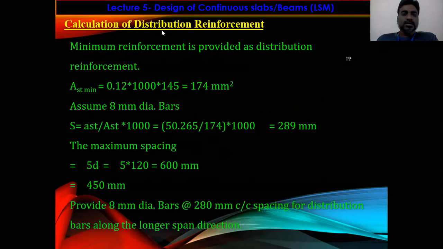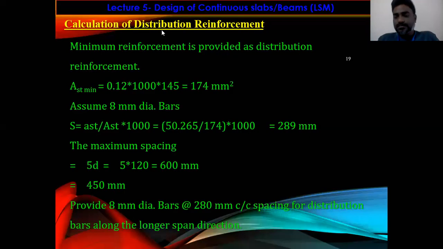Right. So now the calculation of distribution reinforcement. The distribution reinforcement is provided in the longer span direction. And as per the codal provision, the distribution reinforcement should be provided as minimum reinforcement. So the minimum reinforcement for Fe 415 is 0.12% of bD.